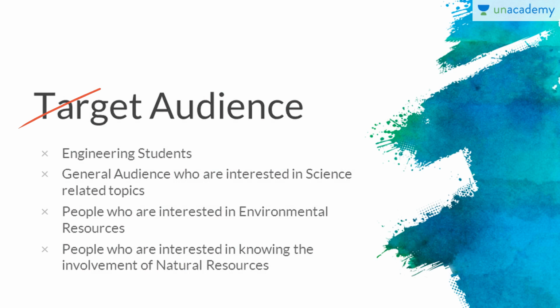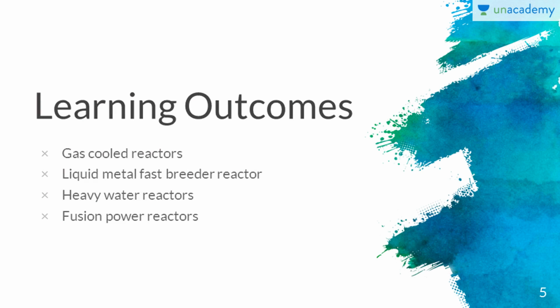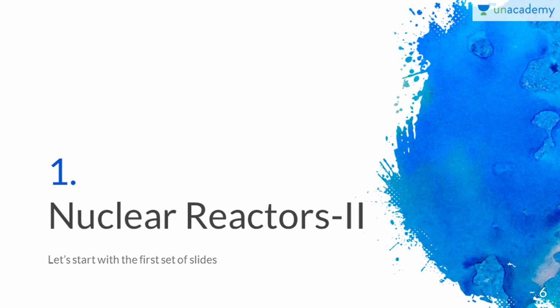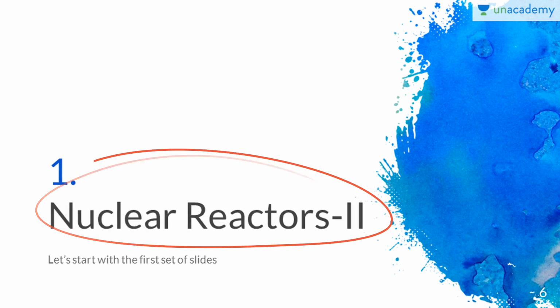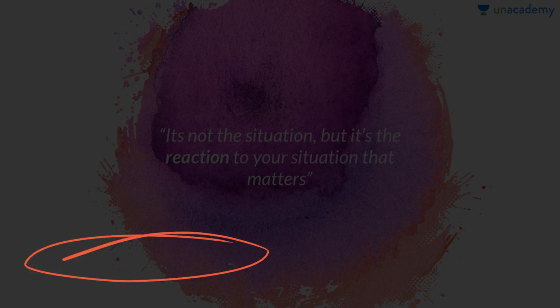So the target audience for this slide will be engineering students, general audience who are interested in science related topics, people who are interested in environmental resources, people who are interested in knowing the involvement of natural resources. So the learning outcomes of this slide will be, I'll be taking a lesson on the gas cooled reactors, a lesson on liquid metal fast breeder reactors, a lesson on heavy water reactors, as well as a lesson on fusion power reactors, as well as the advantages of fusion power reactors. So nuclear reactors part 2 will be the lesson today. So let's start with the first set of slides.